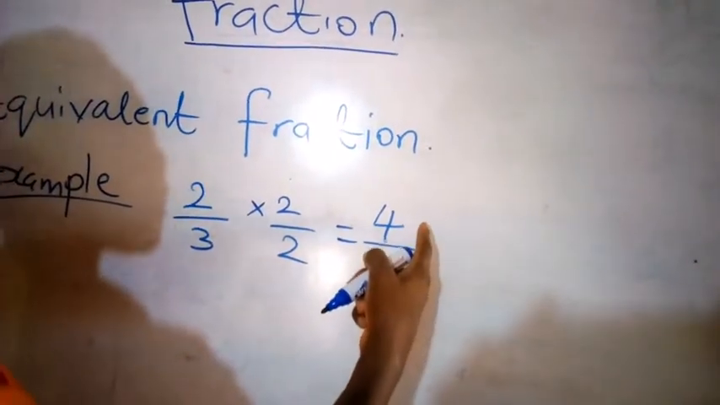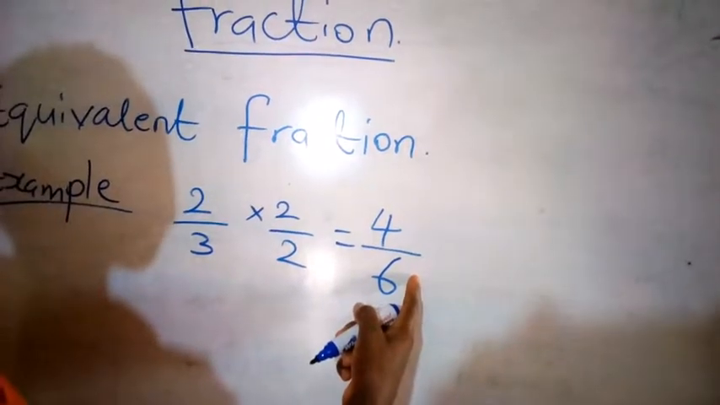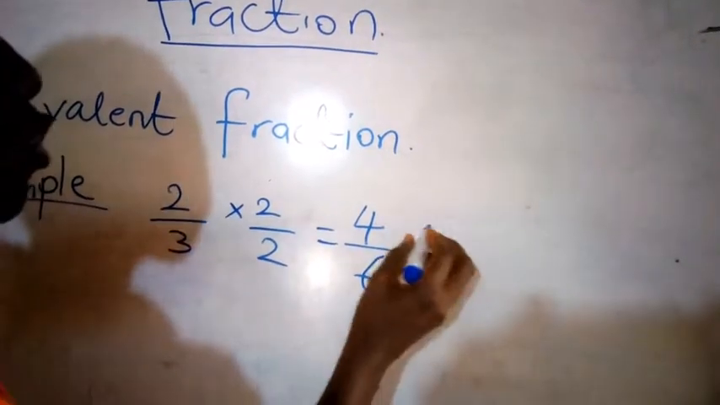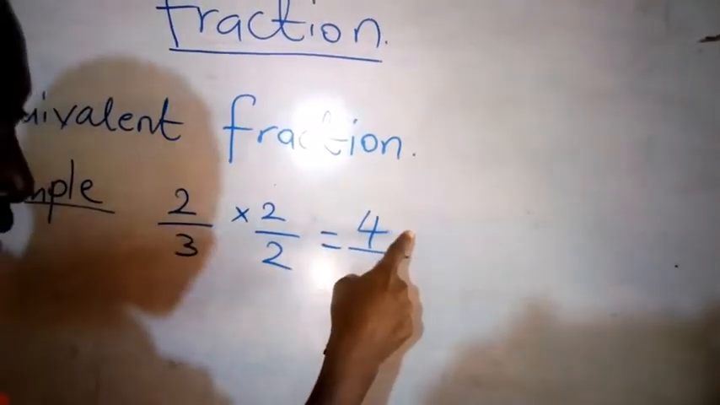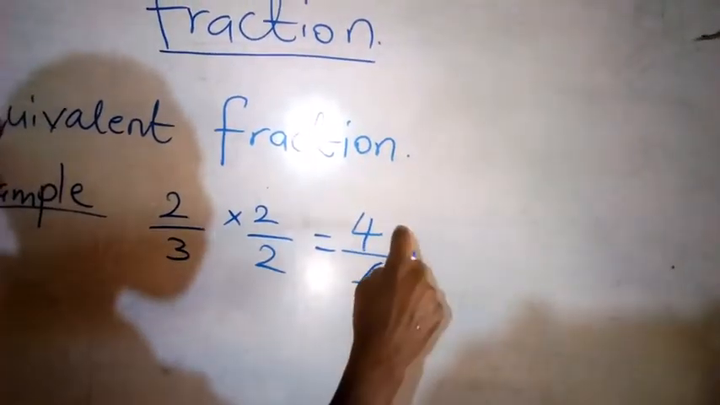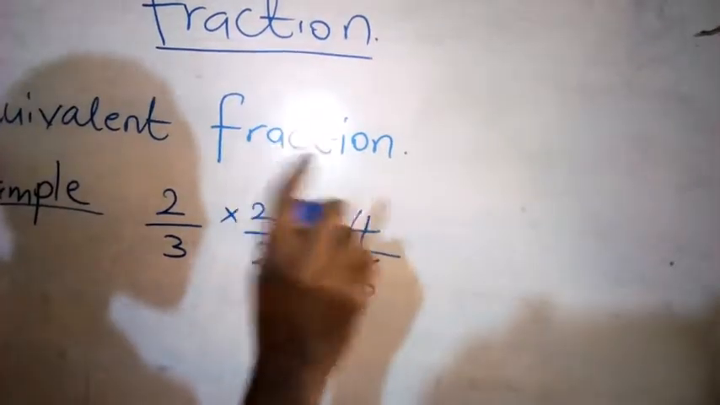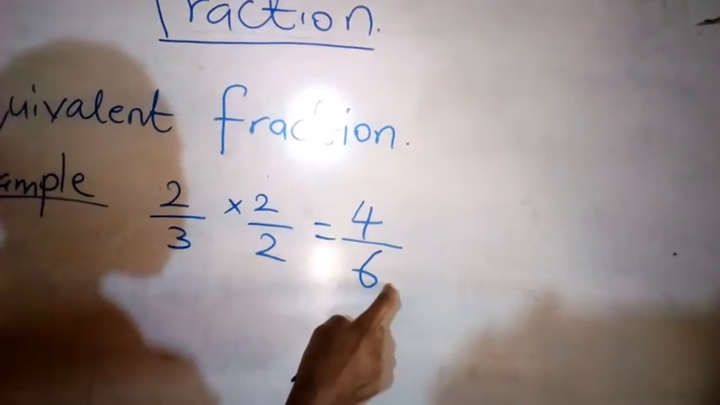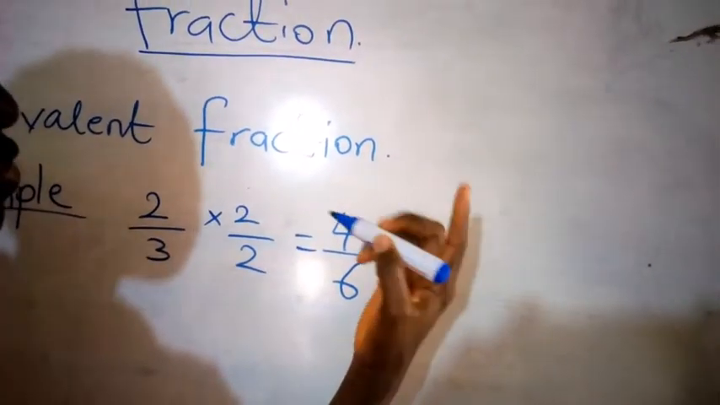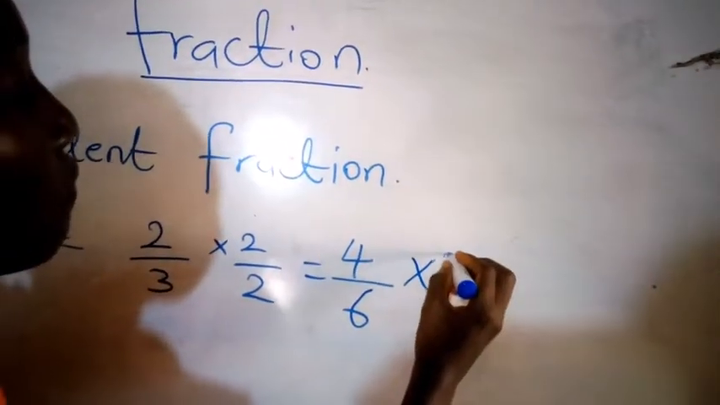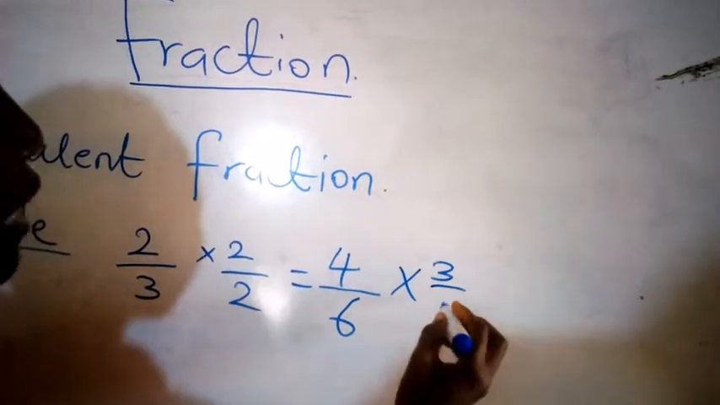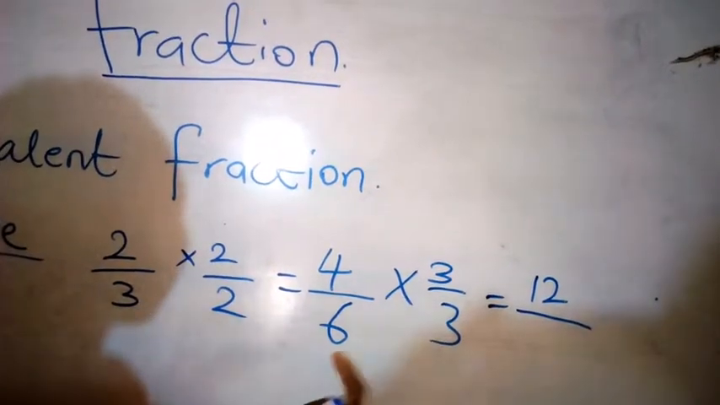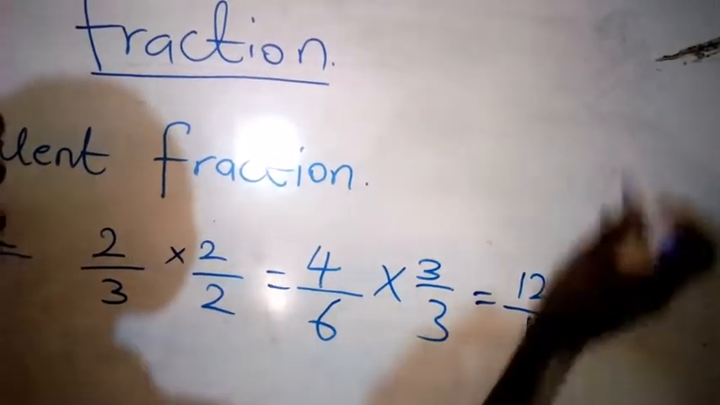Now, if I want to have an equal fraction of this, I can multiply this by 3. So the rule is that whatever number I'm multiplying with the upper one, that must be the same figure I will multiply with the denominator, which is the one at the bottom. So supposing I use 3, it means I'm going to multiply both by 3. So 4 times 3 gives me 12 all over 6 times 3 gives me 18.